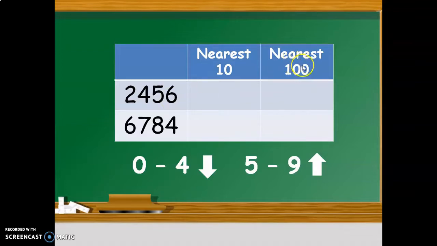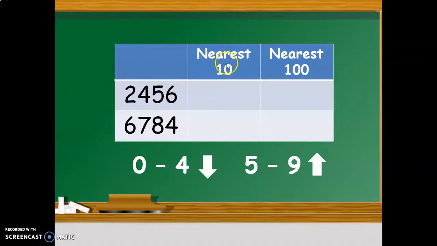Now if you round it to the nearest 100, you have to look at the digit on the hundreds place first, which is digit 4, and then the reference will be the tens place value, which is digit 5. Digit 5 is still round up, so you have to add 1 on the hundreds place value, and then the tens and the ones will both be zeros.